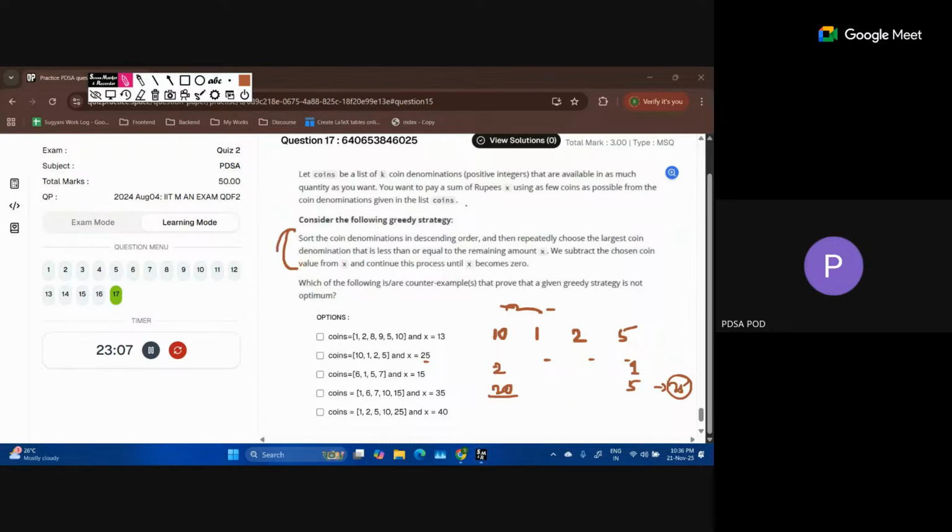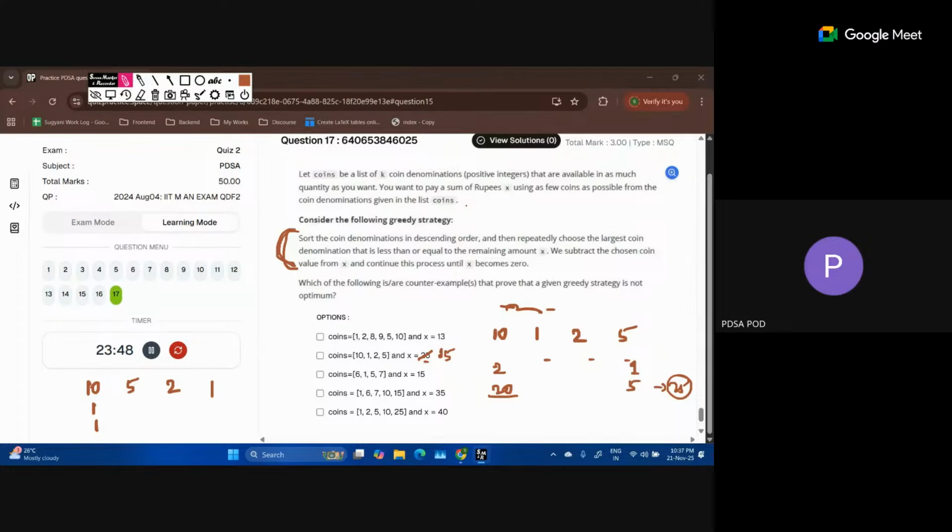Let's apply the greedy strategy to this particular scenario. We sort the coin denominations in descending order: 10, then 5, then 2, then 1. Then we repeatedly choose the largest coin denomination that is less than or equal to the remaining amount x. What is x? 25. The largest coin less than or equal to 25 is 10, so I take a 10. The first coin is a 10. Then what is remaining out of 25? 15. What is the largest denomination less than or equal to 15? 10. So the second coin that I will choose will be a 10 rupee coin.